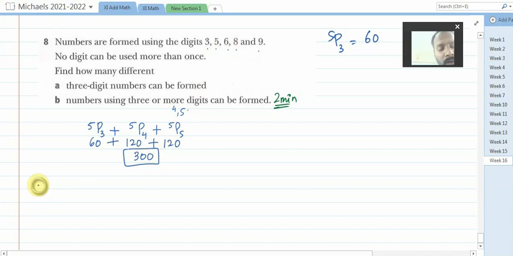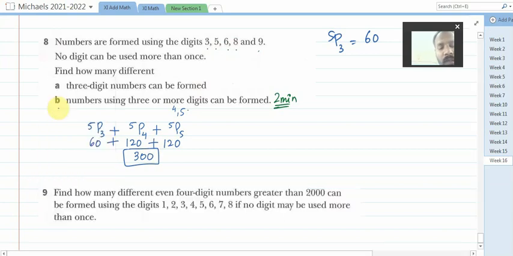Moving on to the next one, it's question number 9. It says find how many different even 4-digit numbers greater than 2000 can be formed using the digits 1, 2, 3, 4, 5, 6, 7, 8 if no digit may be used more than once. Now, firstly, I'm going to highlight the conditions here. Firstly, we are going to make a 4-digit number, and that number should be even and it must be greater than 2000.